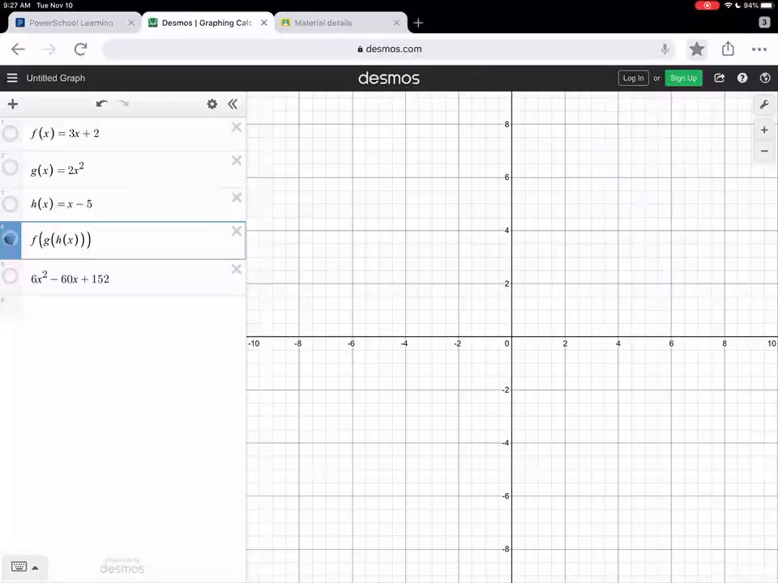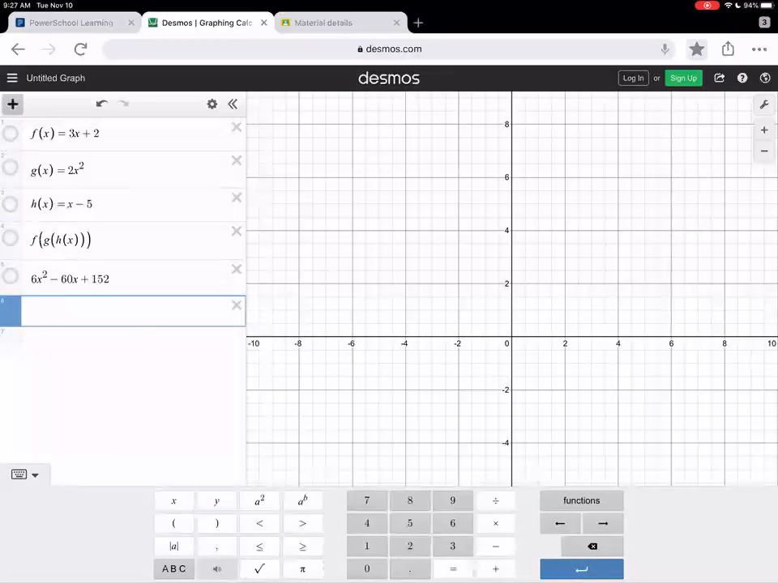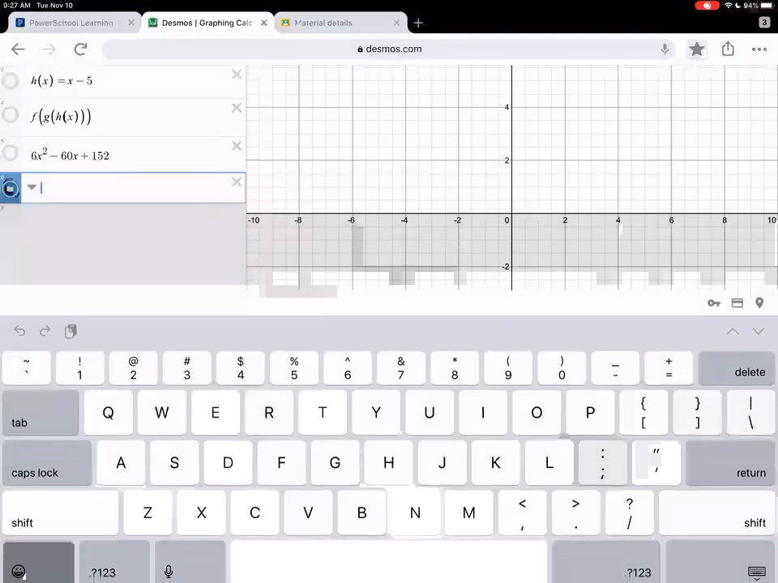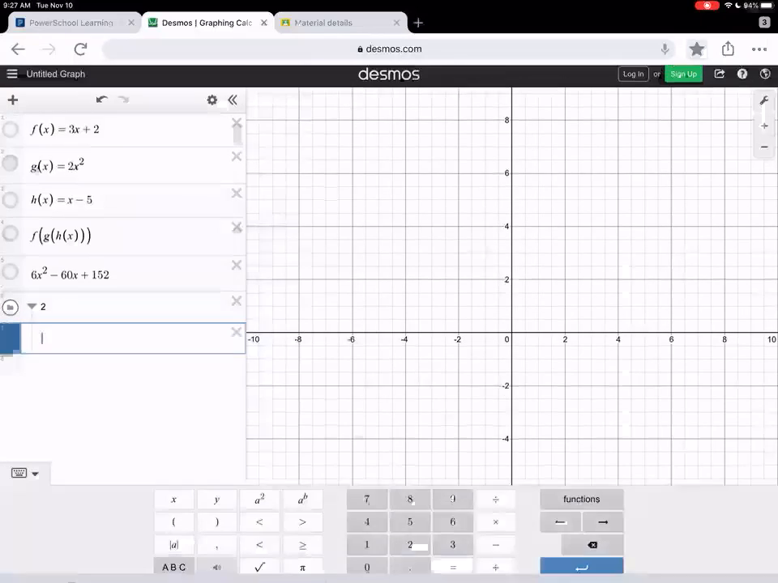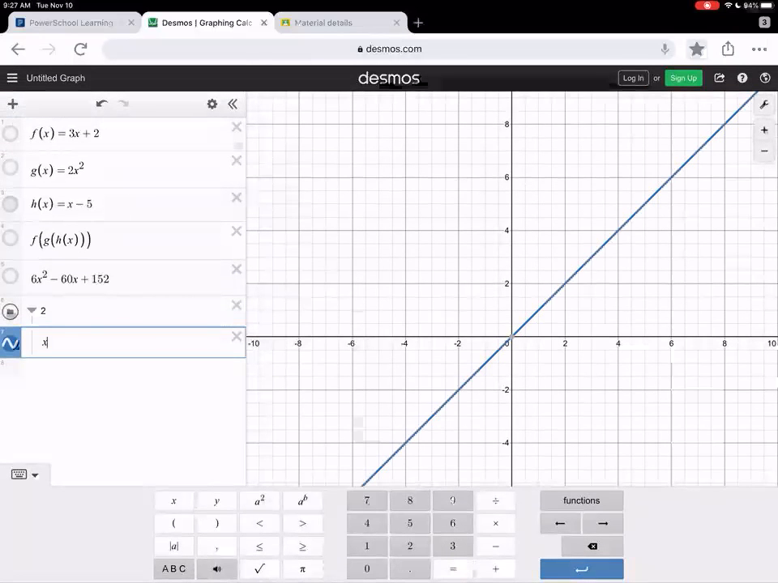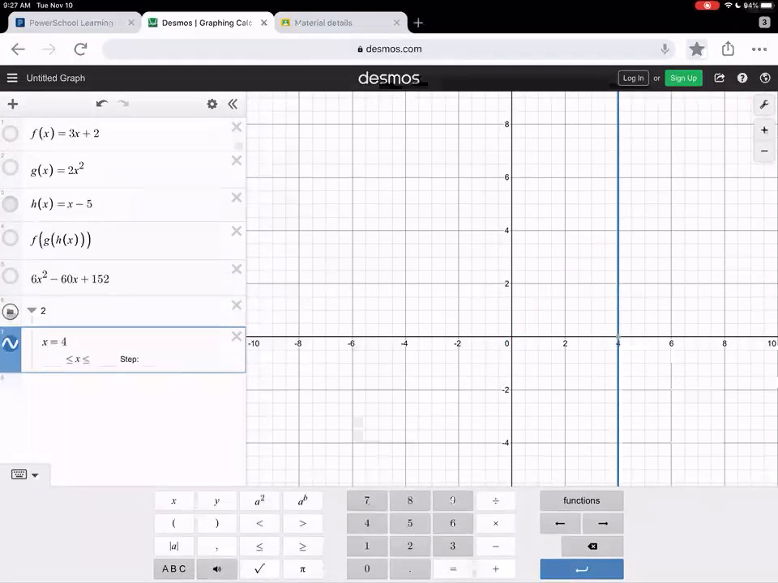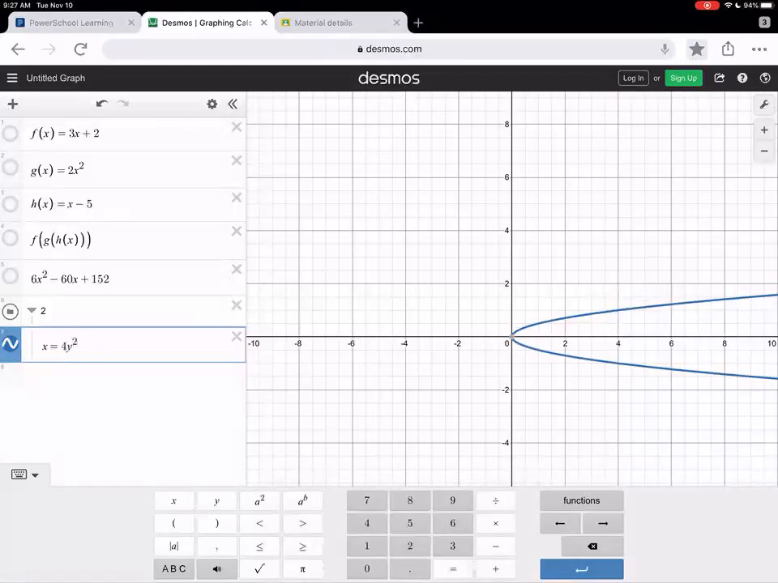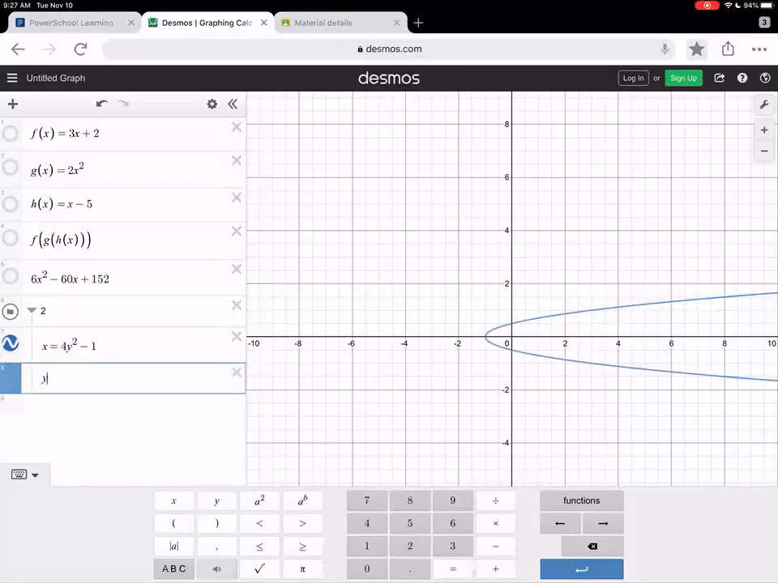That was number 1. Number 2 here, we have x equals 4y squared. What was the number that was with it? Minus 1, I think. Okay, I'm going to just say it was minus 1. Why we need to have the plus or minus is because if you don't, you only get half of that parabola. We're only going to get half of that sideways parabola if I type it in like this.